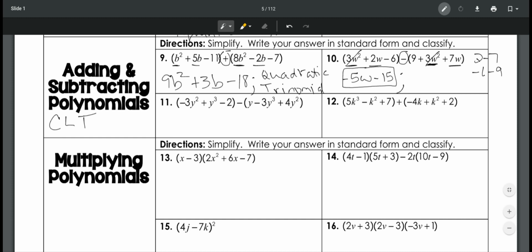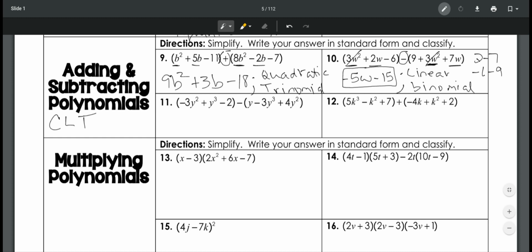So based on the degree, this is considered a linear polynomial, and I have 2 terms, which makes it a binomial. The 2 terms in this answer are negative 5w and negative 15. So once again, it is linear because the biggest exponent, the biggest power, is a 1. It is a binomial because there are 2 terms in that answer, negative 5w and negative 15.